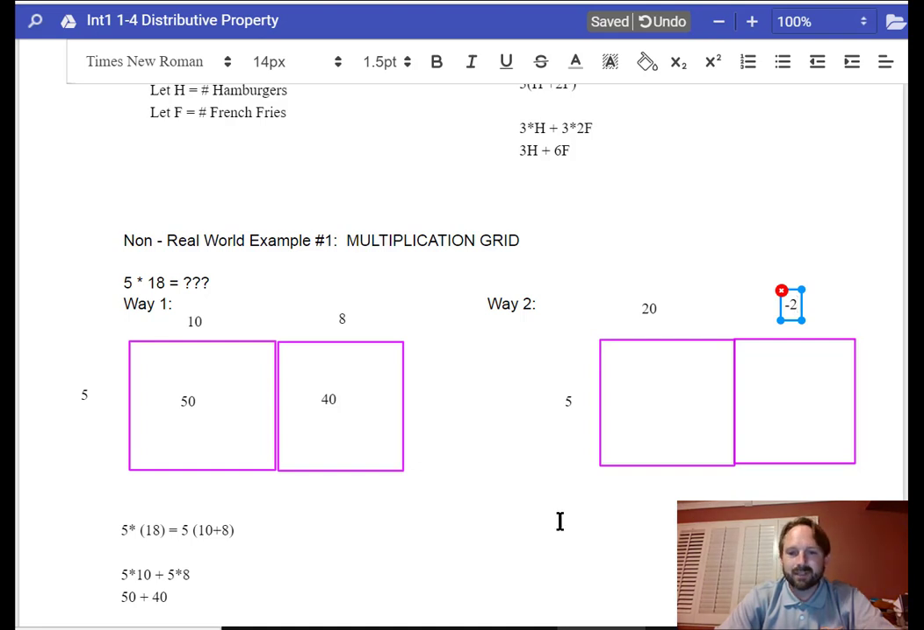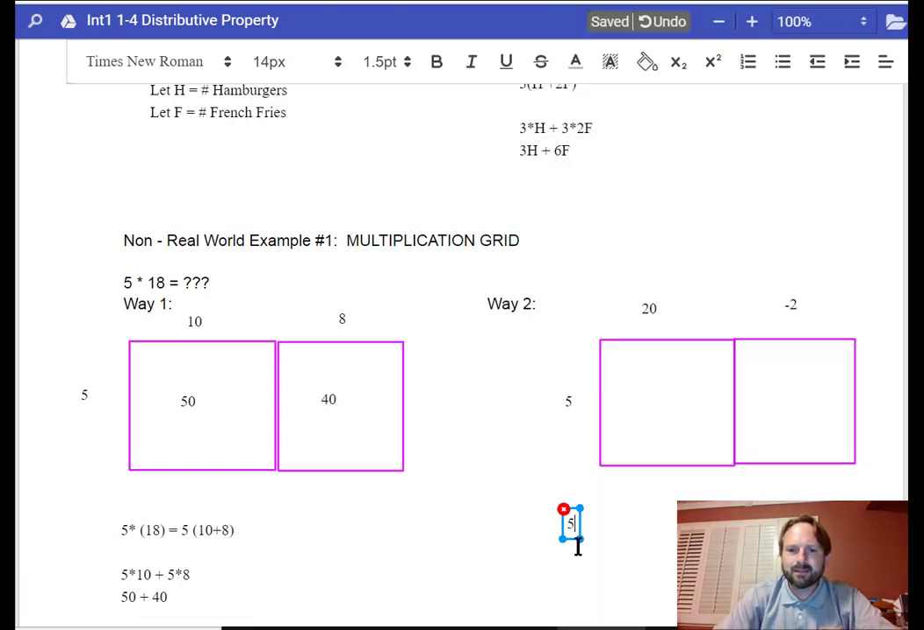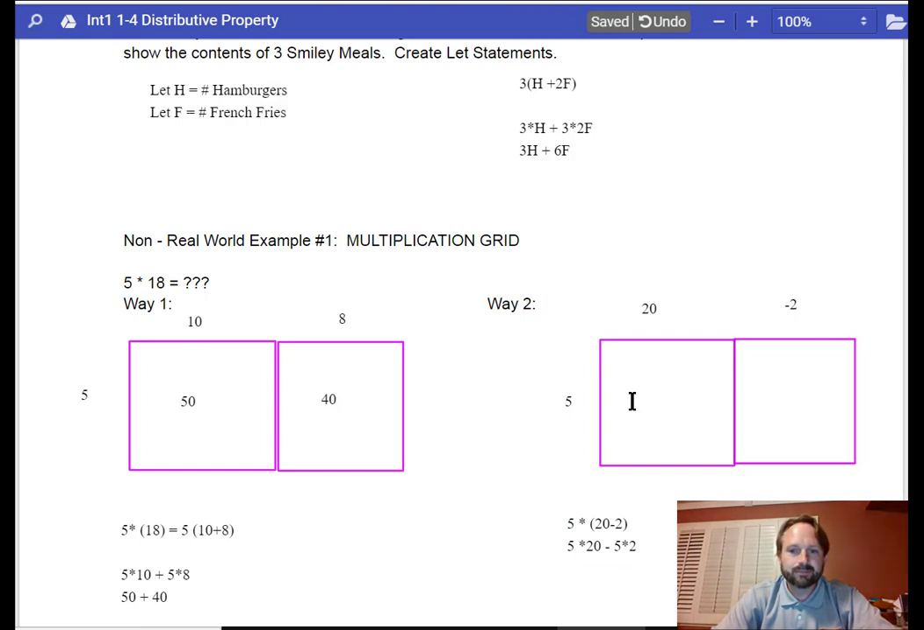So this is the same thing as 5 times 20 minus 2, which is the same thing as 5 times 18. So that would be 5 times 20 minus 5 times 2. So 5 times 20 is 100.